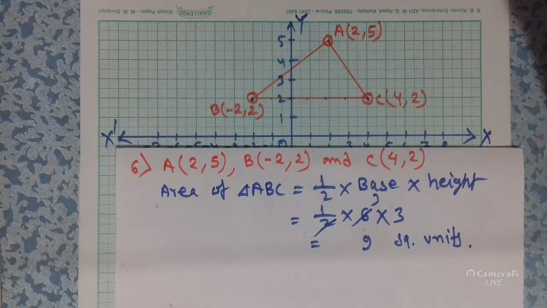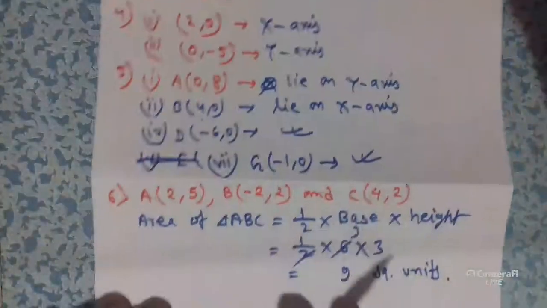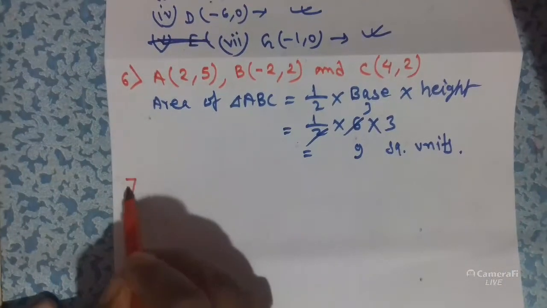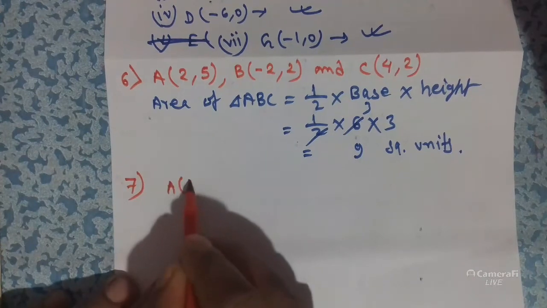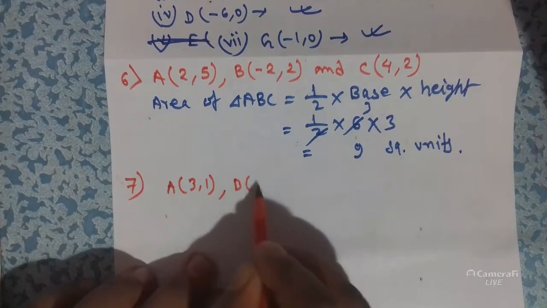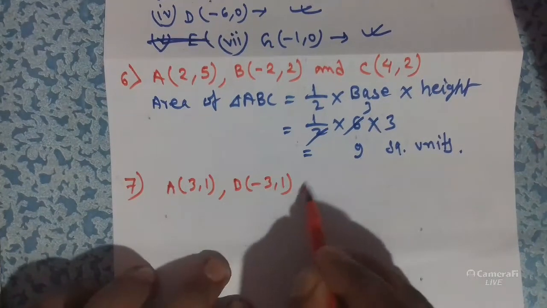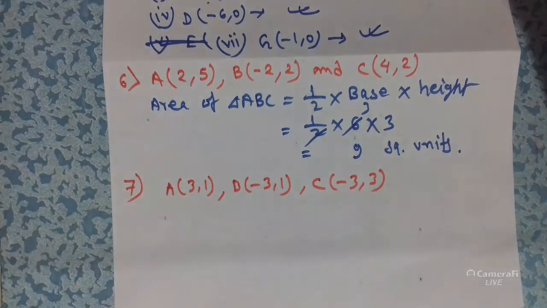Now problem number 7. The vertices of a rectangle ABCD. The points are A (3, 1), B (-3, 1), C (-3, 3). Plot these points on a graph paper and find the coordinate of the fourth vertex D.